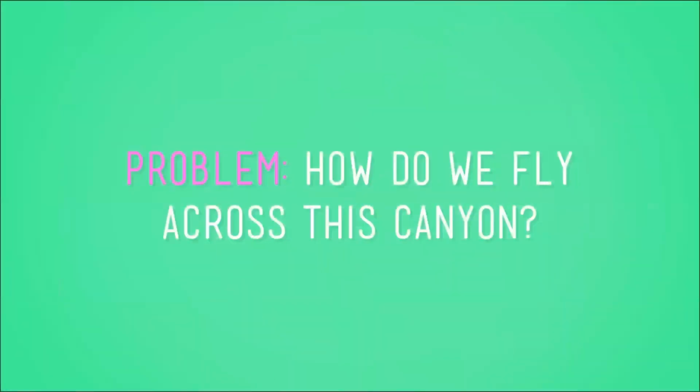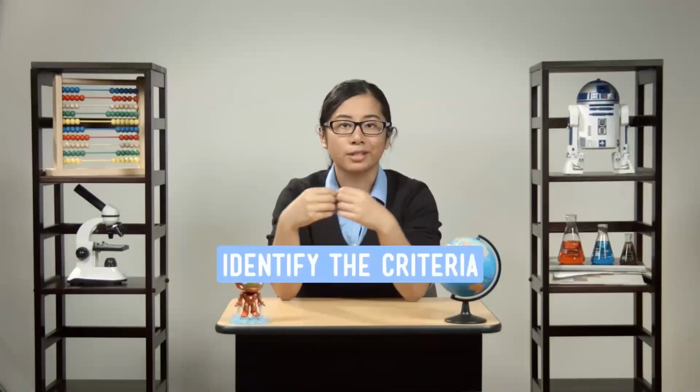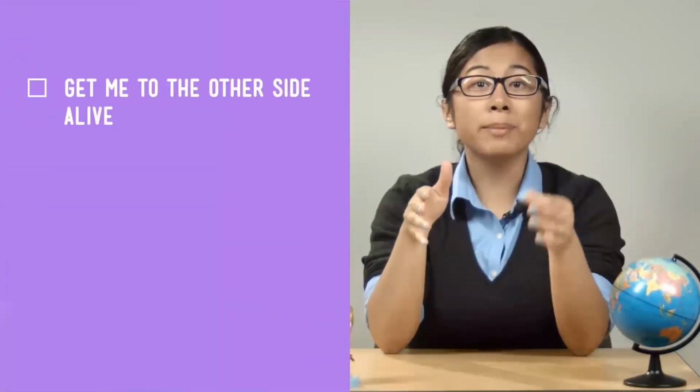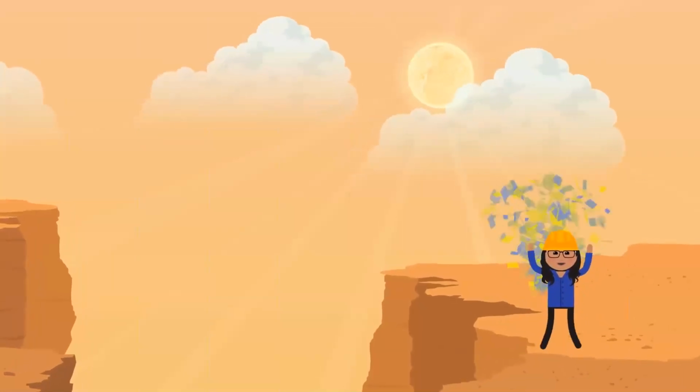The problem we defined at that spot was how do we fly across this canyon? I'll be your stand-in engineer again. Being a good engineer, I know it's time to identify the criteria for my solution. Basically, I need to figure out what things my solution needs to do in order to be considered successful. Think of it like making a checklist. Number 1, it should get me to the other side. And let me be more specific, it should get me to the other side alive.